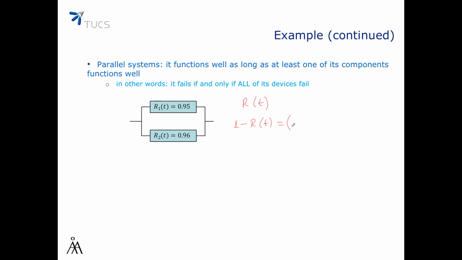So in our case it's going to be the probability of the first one failing, so it's 1 minus R1(t), times the probability that the second one fails, so it's 1 minus R2(t). And that in our case can be calculated to be 0.998. And that is, as you might expect, higher than any of the components' reliability.